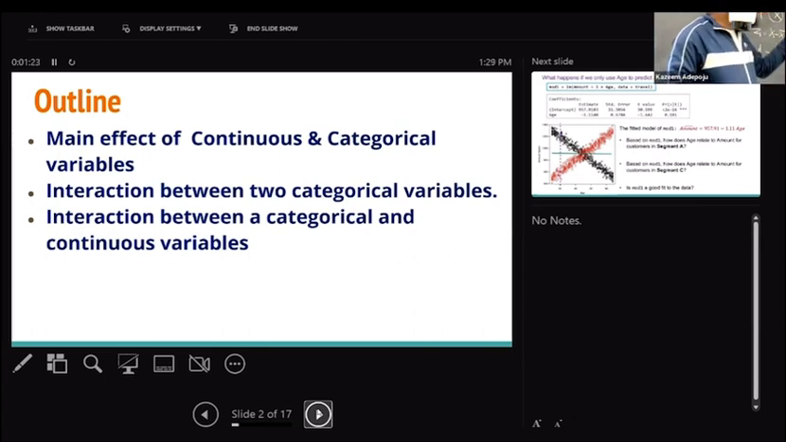So in the outline, when in a model you have two predictors, one is continuous, one is categorical, how do we interpret? In a model, when you have interaction, if the interaction is between two categorical variables, how do you interpret? If it is between a categorical and a continuous variable, how do we interpret? That's the reason why I really want to focus on this again, so that you'll be able to understand.